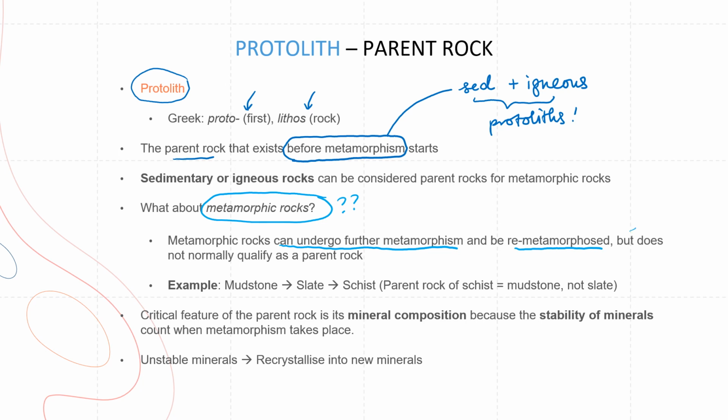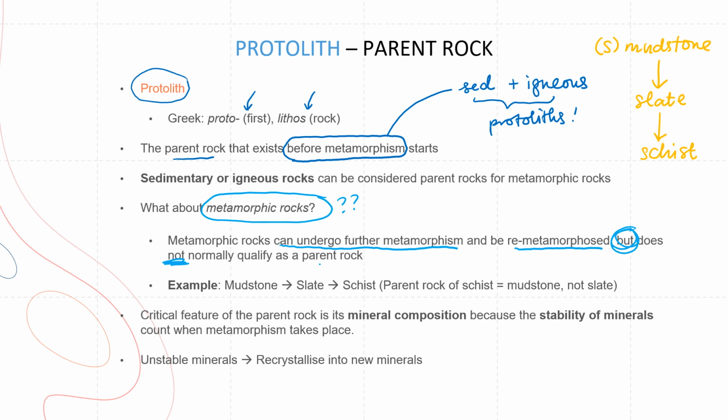But, big emphasis on the but, it does not qualify as a parent rock. So, for example, if you had a mudstone, which is a sedimentary rock, and it metamorphoses into slate, and it continues to metamorphose into schist.